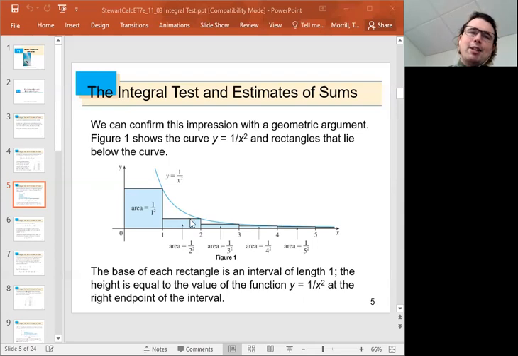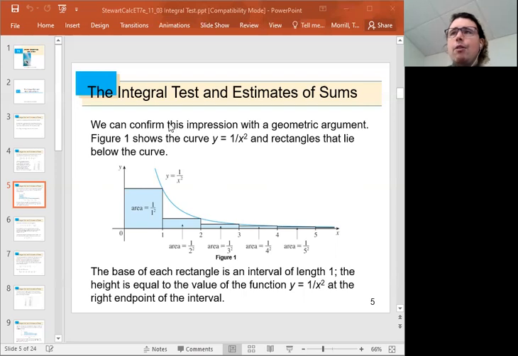My second rectangle has height 1/4. My third rectangle has height 1/9. My fourth rectangle has height 1/16, and so on. And I'm going to line them all up next to each other along the x-axis, right? So far, just a geometrical exercise, just a nice picture to help think about things.